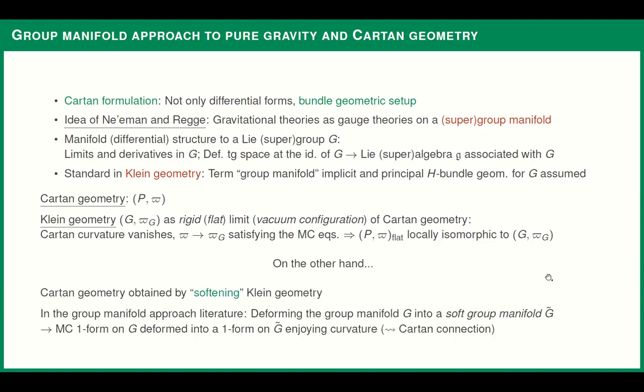On the other hand, this is in one direction. In the other direction, we can say that Cartan geometry is obtained by softening Klein geometry, using the terminology of the group manifold approach. That is, switching on curvatures and deforming the group manifold into a soft group manifold. That is, the Maurer-Cartan forms are deformed into one-forms enjoying curvature, and so defining in this way a Cartan connection.